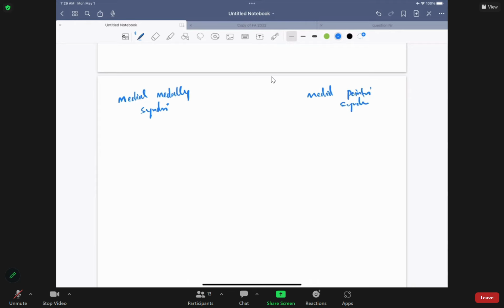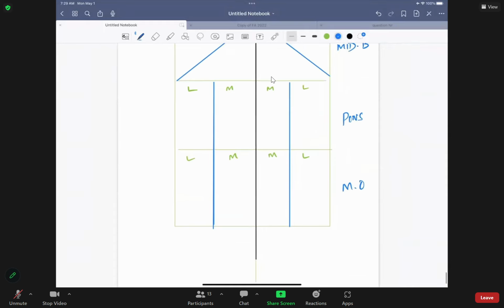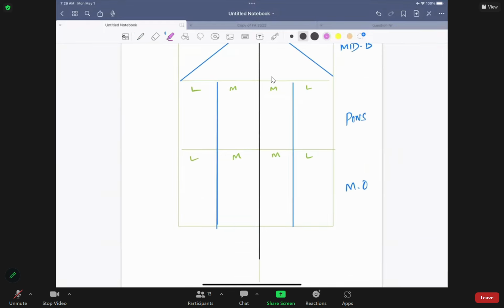It will start making sense once we do it, folks, okay? So I have medial medullary and medial pontine. That means I am actually talking about these two boxes. So I'm going to do a lining here, folks, okay? Let's say I'm talking about the lesion of this. Is everybody clear, folks? That's the lesion I'm talking about here.